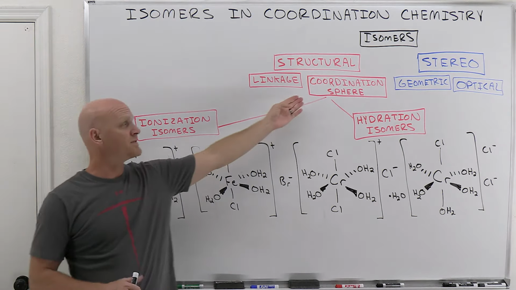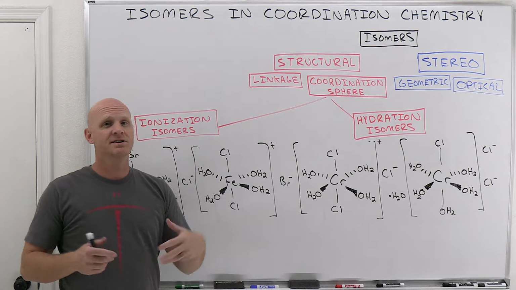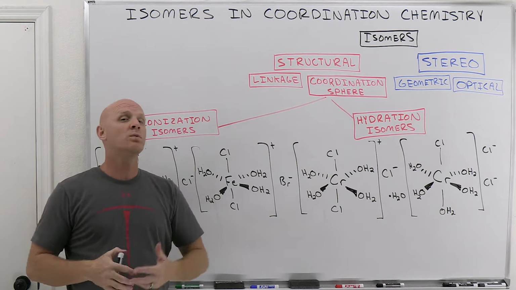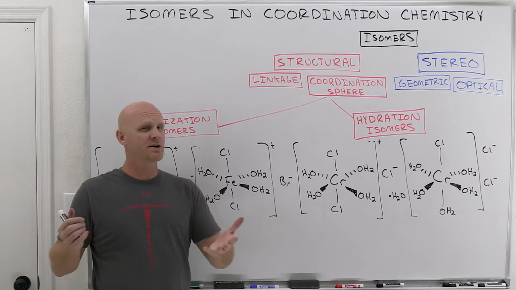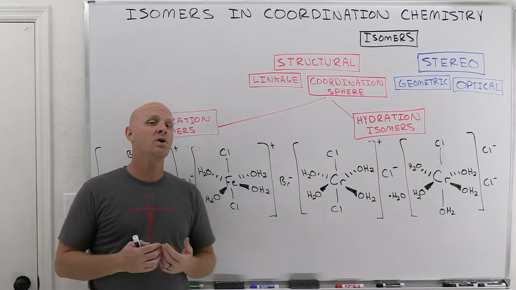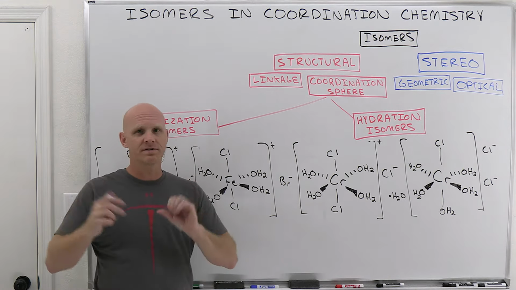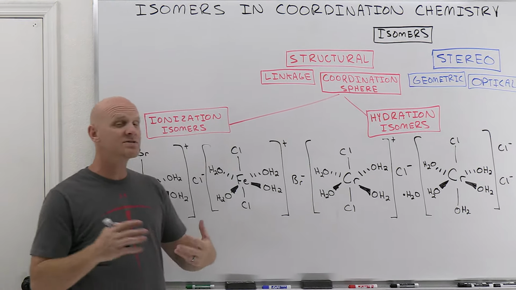What's really going to be different about these coordination sphere isomers is what's in the coordination sphere, so the ligands and the central metal ion, and then what's out of the coordination sphere, which we usually think of as ions. But it turns out we can also have what are called hydrates, water molecules that are held within the crystal structure in different places, but they're outside the coordination sphere.